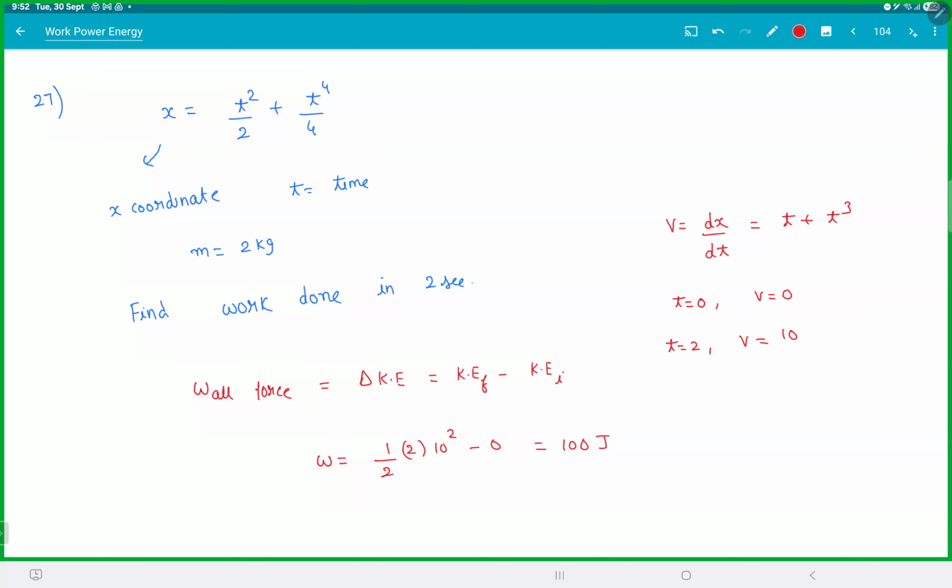Clear this? Just get the initial velocity, get the final velocity, and then finish it off. Work done by all forces is change in kinetic energy. Another lengthy way is to get acceleration, then you do integral f dx and all that, but yeah, it goes lengthy. Clear with this? A decent mains level question.